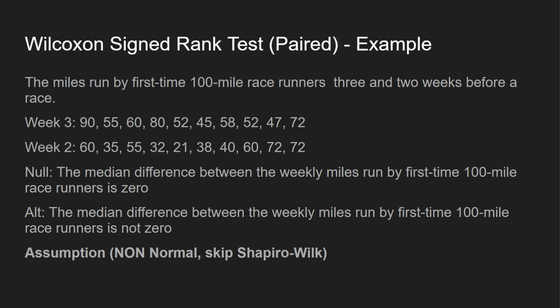So the null hypothesis would be that the median difference between the weekly miles run by first 100 mile runners is zero. The alternative hypothesis is that the median difference between the weekly miles run by first-time 100 mile race runners is not zero. We're also going to have the assumption that the difference is non-normal. We're going to skip Shapiro-Wilk for this. We'll go through that on the Python side of things.